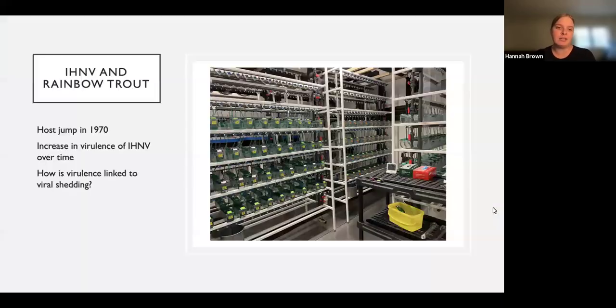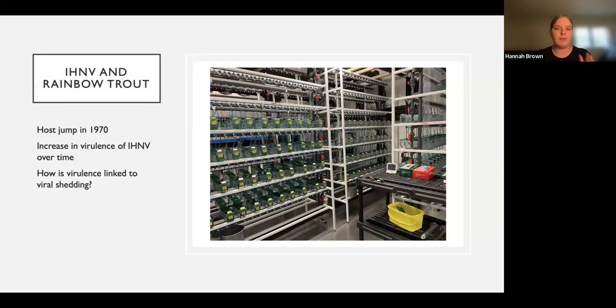So today we're going to add on to Melina's study a little bit, but just to recap. From Melina's presentation, we saw a host jump of IHNV from sockeye salmon into trout in the 1970s. And then she demonstrated that we've seen an increase in the virulence of IHNV over time, specifically within that newer group of isolates. And so this study is designed to tease out how is virulence linked to viral shedding, and is there a dose response linked to the shedding?